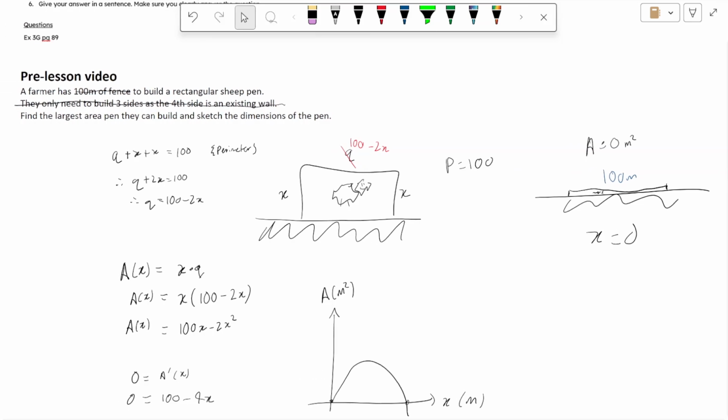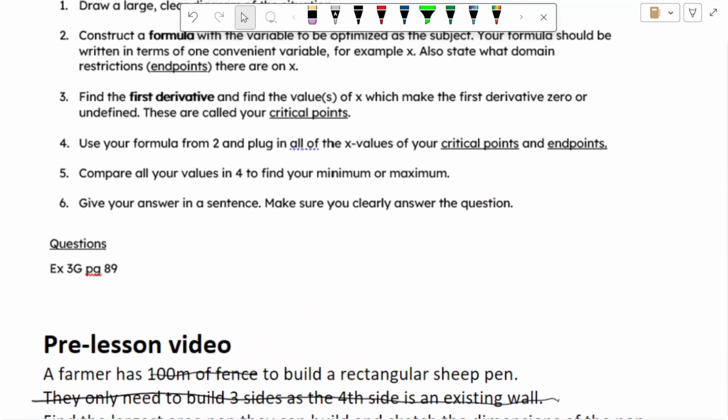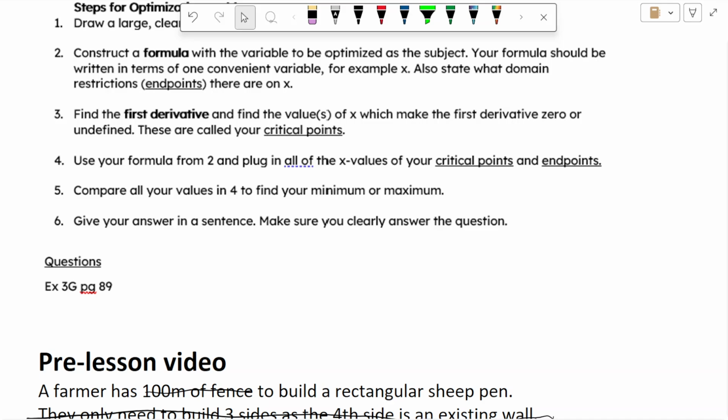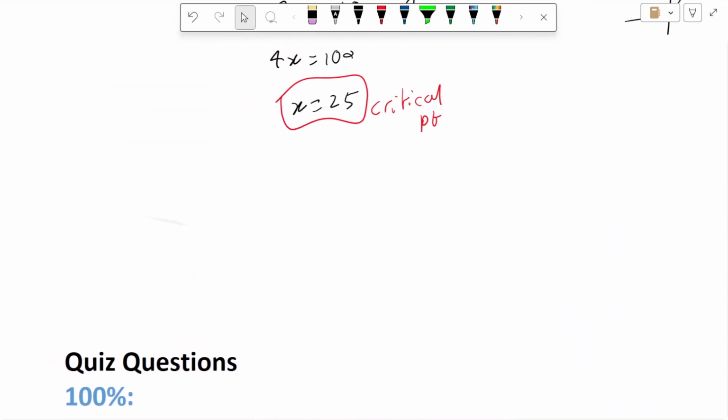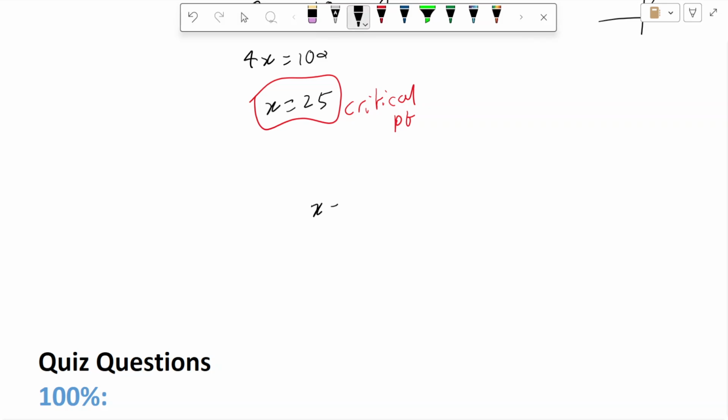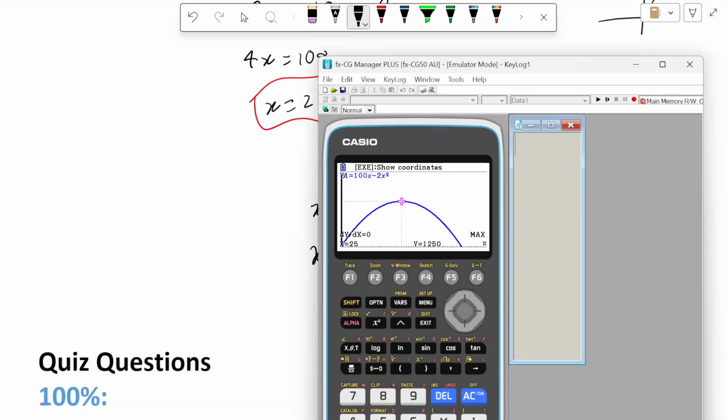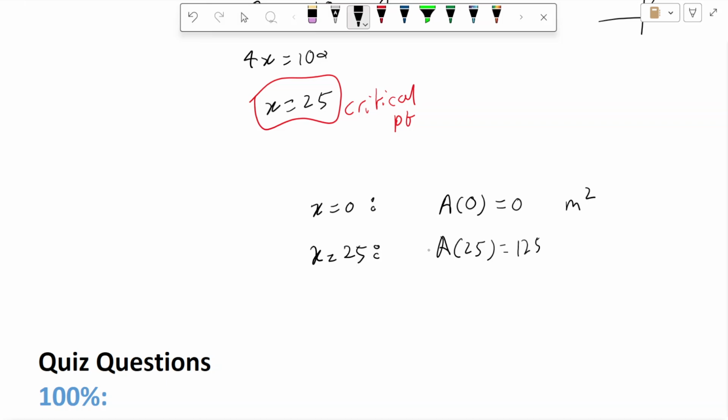All right. So we've done all this stuff. We've found our critical points. Use your formula from part 2 and plug in all the x values of your critical points and your endpoints. So you have to do both. So x equals 0. That's the first point we're going to plug in. A of 0 is 0 meters squared. x equals 25. Area at 25 is, now we already found it before, it's 1,250. And x is 50.